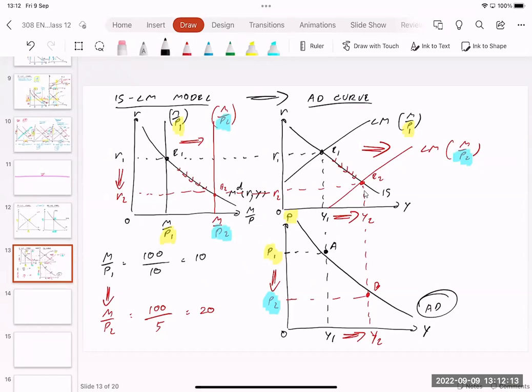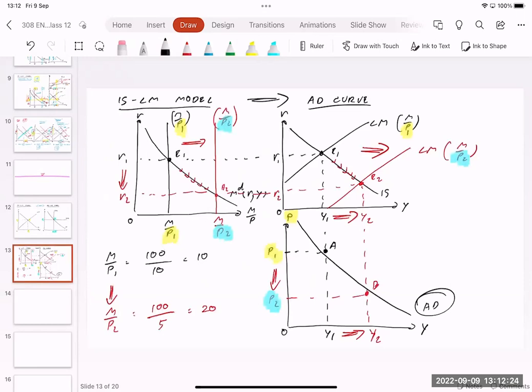That's it. This is how the aggregate demand curve comes about. Very easy. Okay, done. Any questions here? Okay, so far so good.